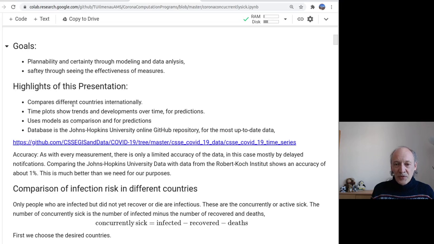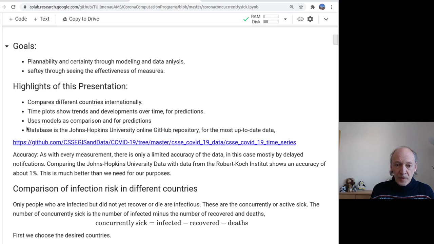It compares different countries internationally, so it's always good to have a comparison to see what can be improved. Then it shows time plots, which show trends and developments over time for predictions, and also to see how measures work. And it uses models as comparison and for predictions. So this is always important for orientation. Is this what you expect?